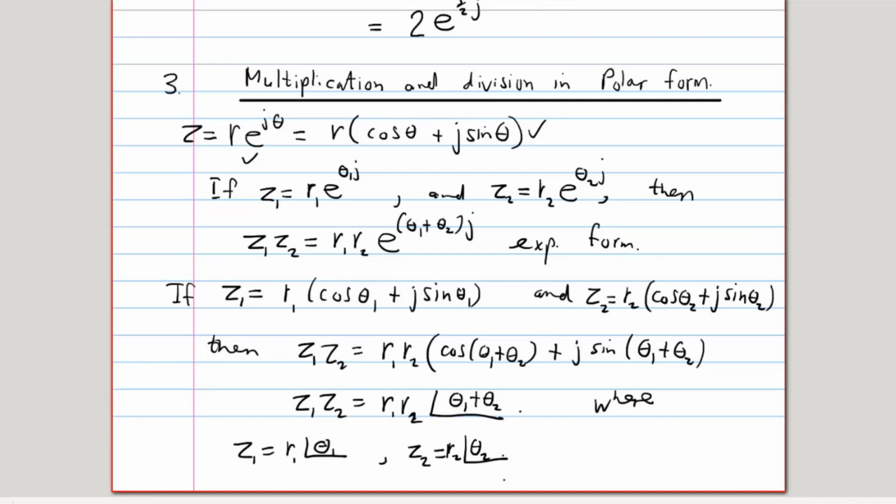Notice that in polar form they don't mind if the angle is in degrees or radians. But in exponential form, they insist that these angles must be in radians. For polar form they don't really mind, radians or degrees is fine. So the product of two complex numbers in polar form, you must multiply the moduli and add the arguments.